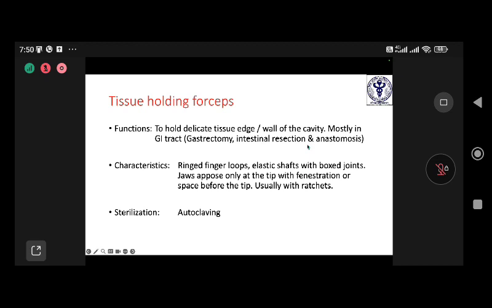No, don't do that. The characteristics, again, just like other ringed instruments: it will have a ring or loop for the fingers. And again, there are elastic shafts with box joints, and jaws which oppose only at the tip, with fenestration, and there is a space at the tip. Why is there space at the tip? Because you just want to use the tip for that purpose rather than the entire surface of the jaw. And usually that is with the ratchet.